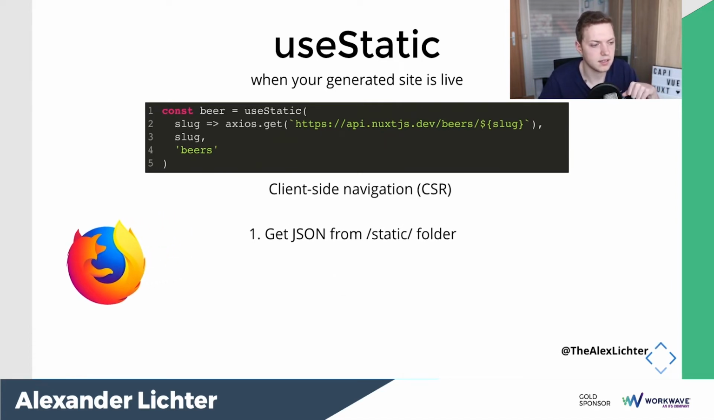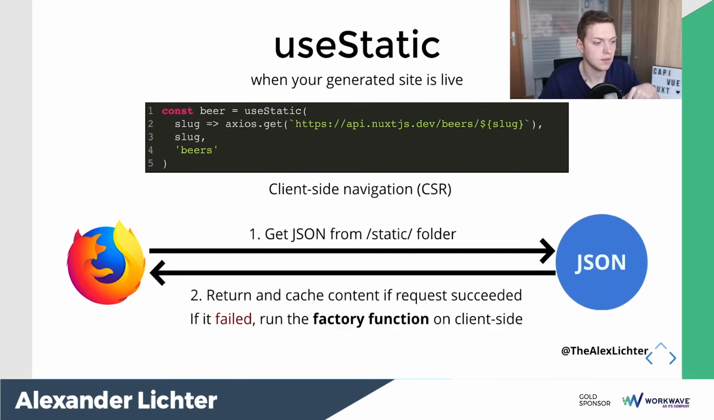And during client side, it's similar. Get the JSON, and it will be returned, and it will be cached. So that's pretty cool. But if for whatever reason that call fails, then the factory function will be running on client side again. So there will never be a failure. Worst case, there just will be re-execution and longer wait time. Okay.